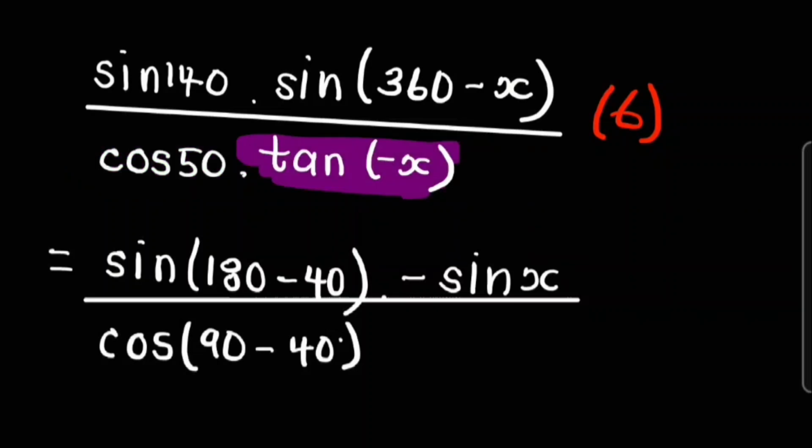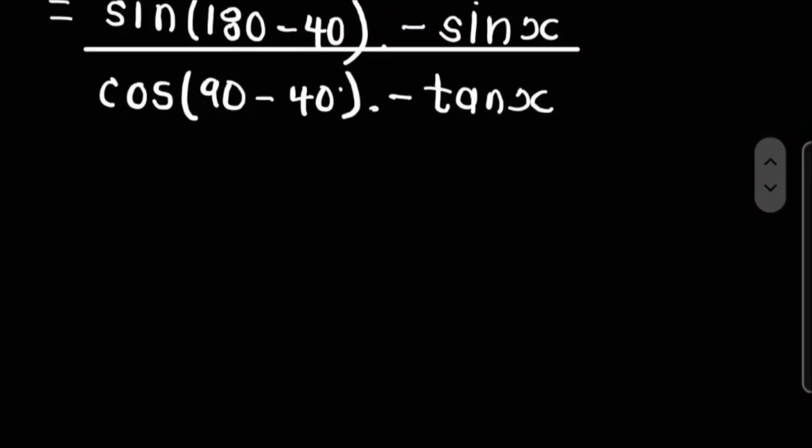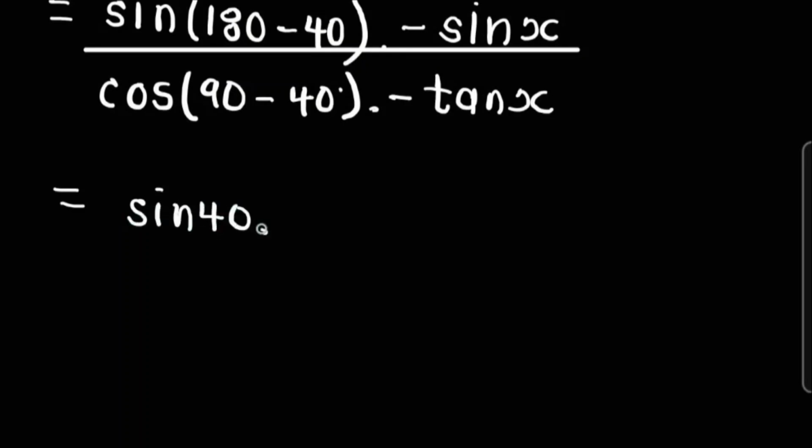Now focusing on tan of negative x, we know that is equal to negative tan x. Let's now simplify what we have. Sine of 180 minus 40 degrees lies in the second quadrant where sine is positive, so it is positive sine 40. Next to that, we have negative sine x.